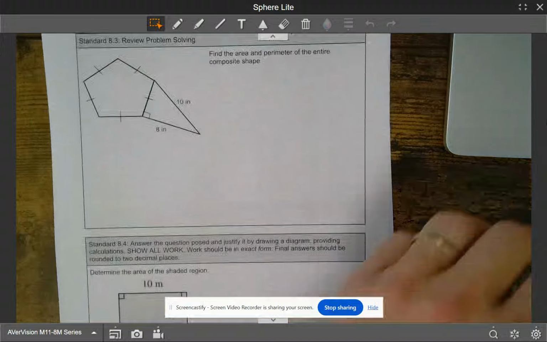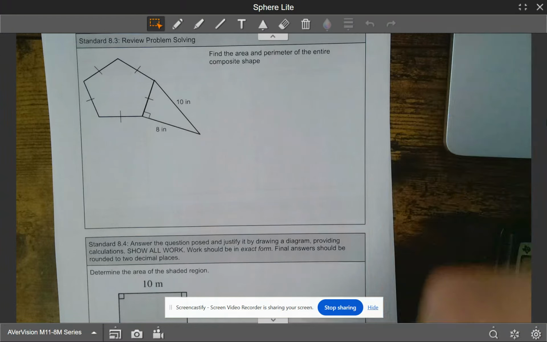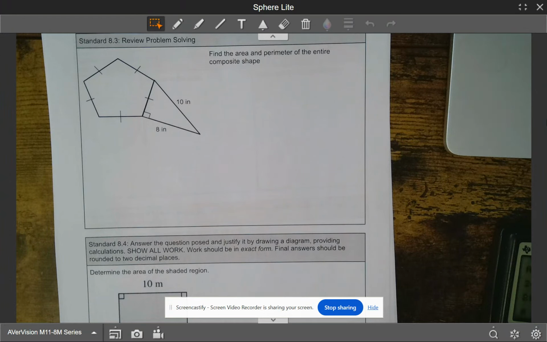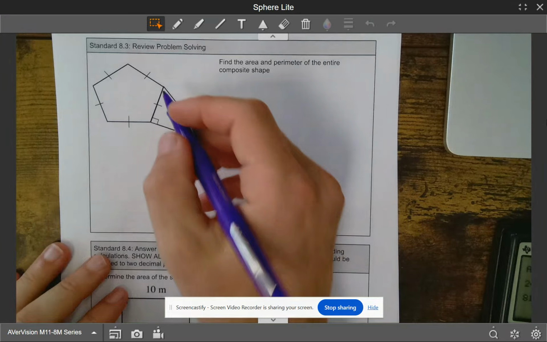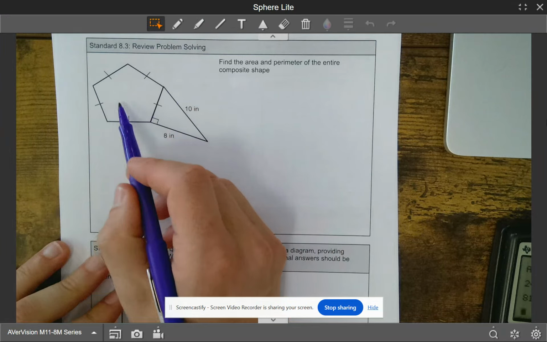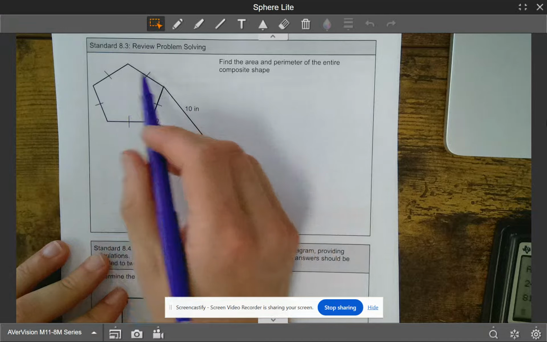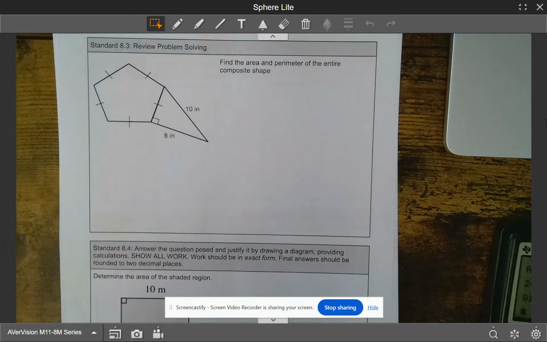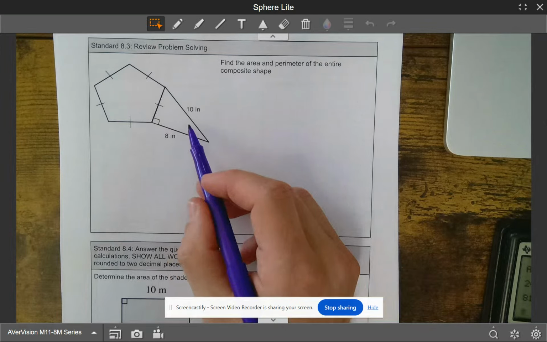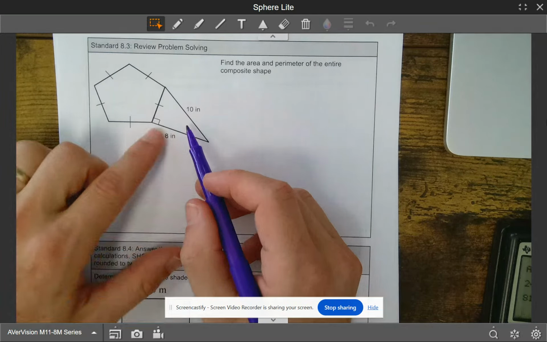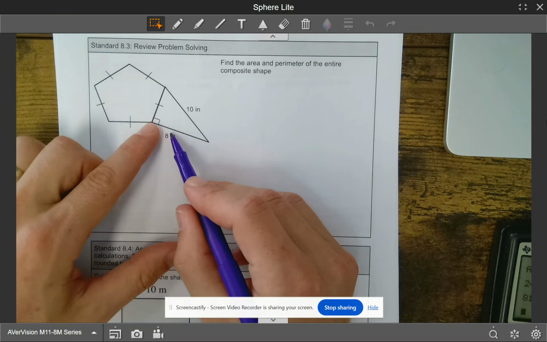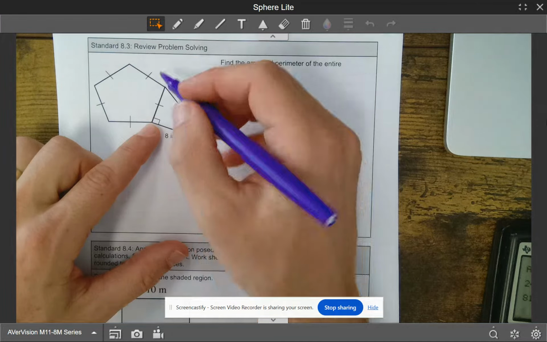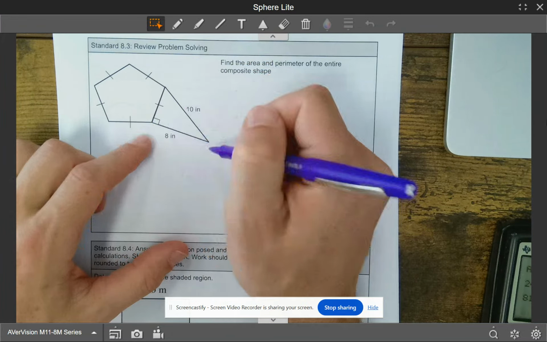All right, so for standard 8.3 here, we're trying to find the area and perimeter of the entire composite shape. What do we have here? We have a triangle and we have a regular pentagon. Now, I know nothing about this pentagon. I could find an interior or central angle, but I don't know any of the lengths. So then I look at the triangle and I say, okay, it's a right triangle, and I know two lengths. I don't know any of the angles because it's not an exterior angle.